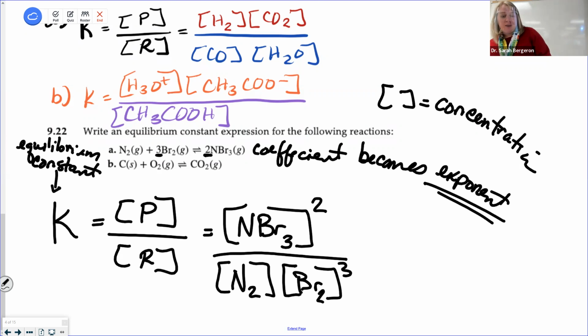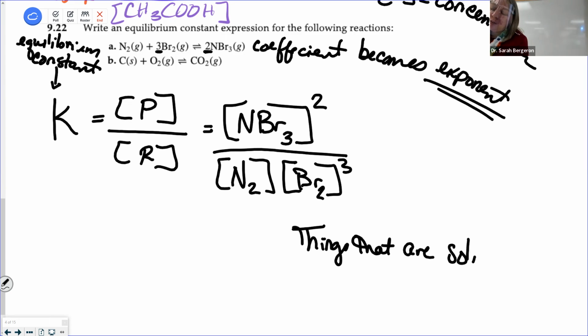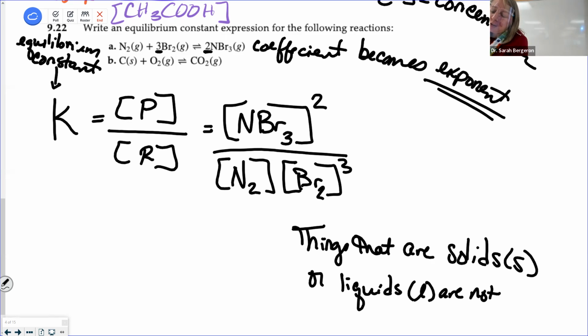Now, B gets a little bit tricky. So if you look at B, what do you notice about this first substance here? It's a solid. Equilibrium expressions are all about concentrations, right? How many players are on the field is really a concentration. So if you have something that's a solid, does it have a concentration? It doesn't. So things that are solids, S, or things that are pure liquids don't have a concentration either. Concentration is always something dissolved in something else. So solids or liquids are not included because they have no concentration.